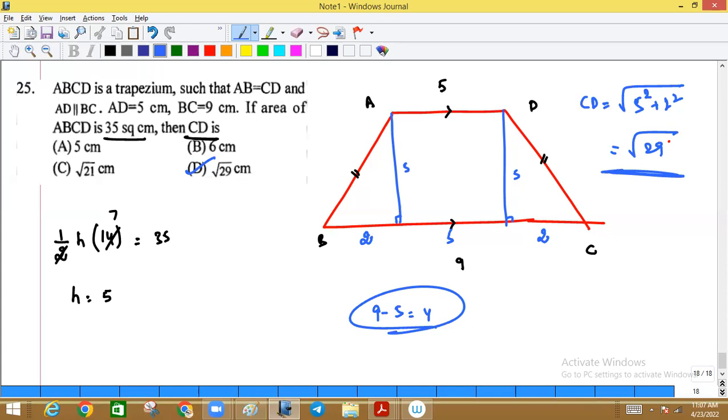How am I finding the height? I'm finding the height by using the area of the trapezium formula. What is the area of trapezium formula? Half into height into sum of parallel sides. Height, I got it as 5. So draw the height. You know it is a perpendicular line, so that is 5, which means base is also 5. Out of 9, if I take out 5, how much is left? 4 is left. That 4 I'm dividing equally into two parts, 2 here, 2 there. So I got base and height. So you can find out the third side. Is that clear? Copy that.